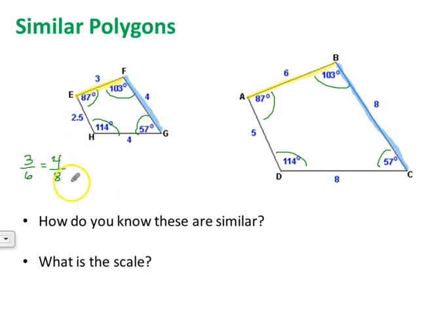Another way we can check that ratios are proportional is if we cross multiply and get the same number. So 3 times 8 equals 24, and 4 times 6 also equals 24. So I know that these ratios are in fact proportional. Just a quick review from algebra. And we could check all the sides. Do they all reduce down to 1/2? They do. So we know that these two polygons are in fact similar because the corresponding angles are congruent and the corresponding sides are proportional.